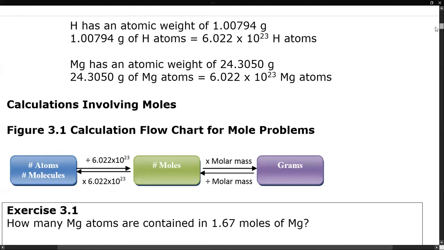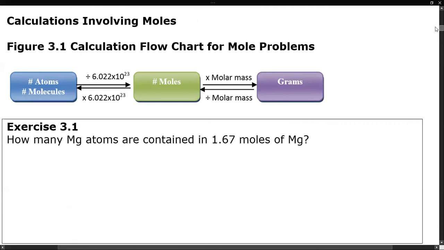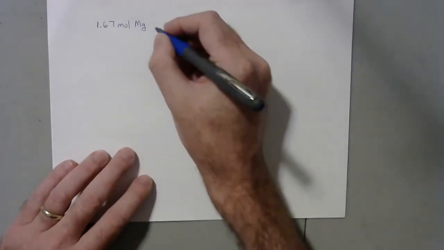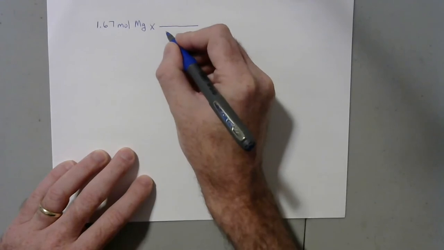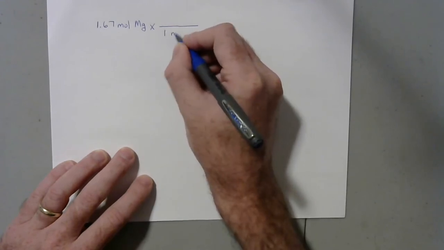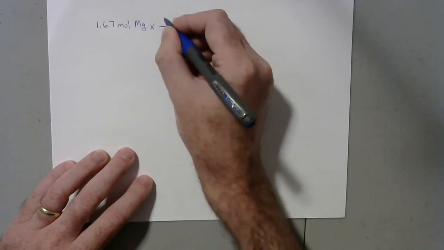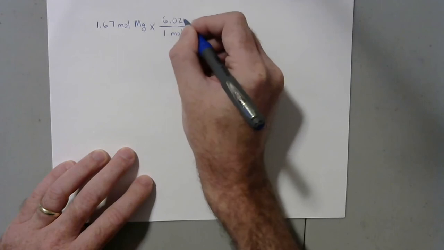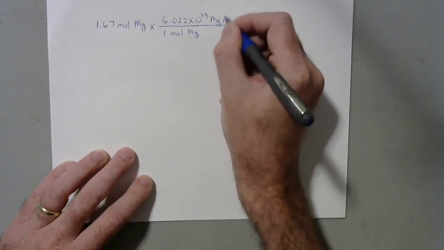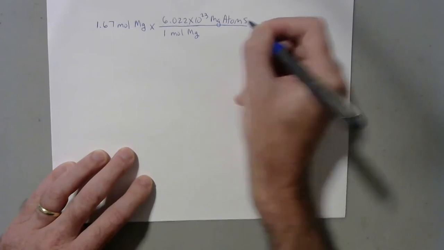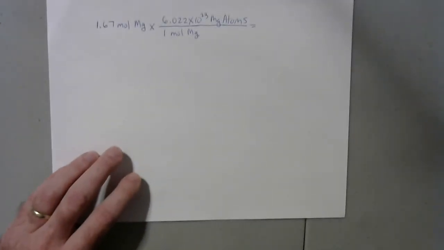That brings us to our first example. We want to know how many magnesium atoms are represented by 1.67 moles of magnesium. So let's take a look at this, and we want to convert this to the number of atoms of magnesium. So we're going to use Avogadro's number, but on the bottom we're going to put 1 mole of magnesium, and on the top we're going to put 6.022 times 10 to the 23rd magnesium atoms. And then we just run that result through our calculator.